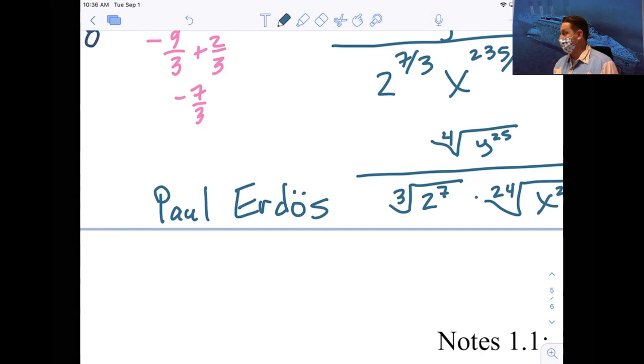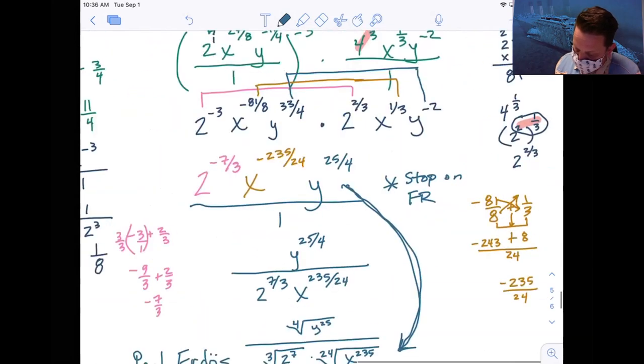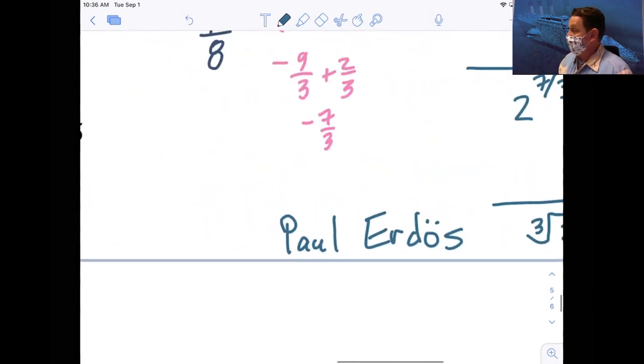I forgot where I was going, but Paul Erdős, you can look him up. He was a traveling mathematician, by the way. He had very few possessions. He just wandered from university to university, and they took him in and fed him, and then he dabbled on the chalkboard and published, and then went to another university. What a way to live.